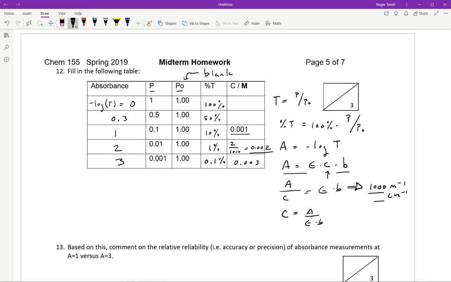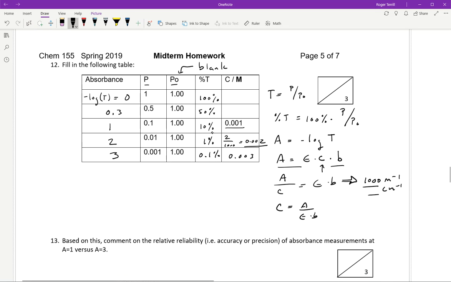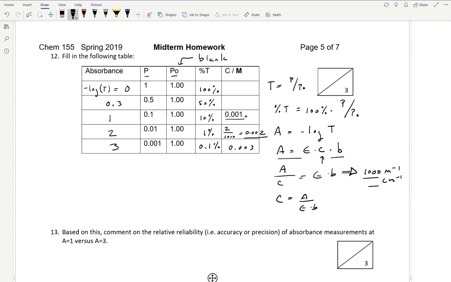So you can see how the light power is falling by decades, and the absorbance signal is simply increasing linearly there by 1 to 2 to 3. So let's see here. This is going to be 0.0003, right? Because this is a lower absorbance, and this will be 0.